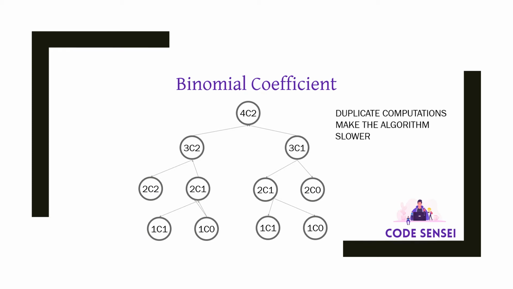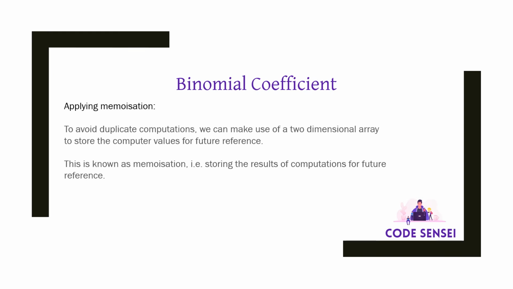And how can we improve this? The solution is to apply the concept of memoization. To avoid duplicate computations, we can make use of a two-dimensional array to store the computed values for future reference. This is known as memoization, that is storing the results of the computation for future reference.